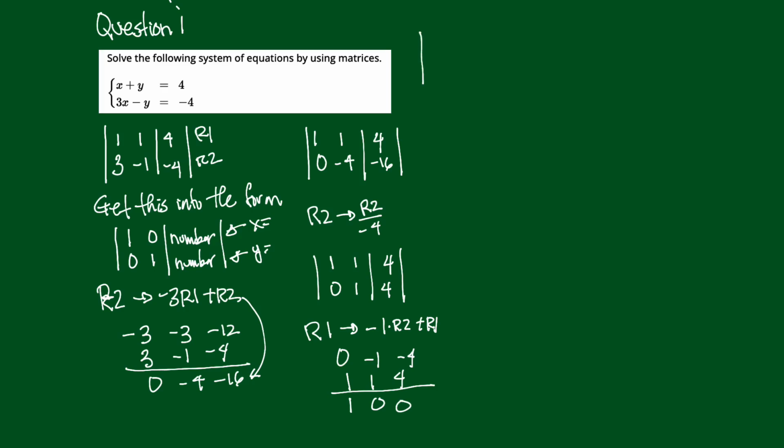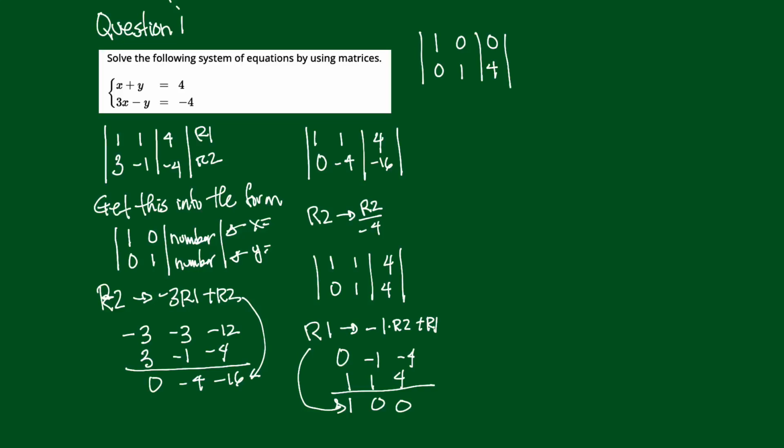This is the new row 1 right here: 1, 0, vertical bar 0, and row 2 stays the same, 0, 1, 4. And I can read off the solution now. You see what this matrix says?